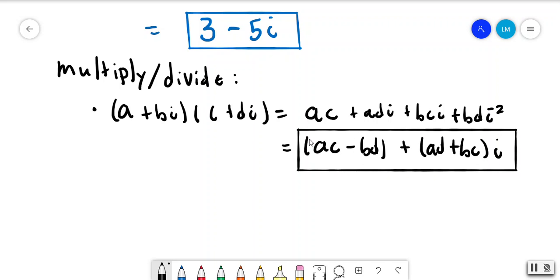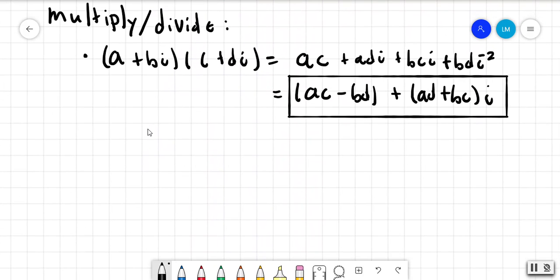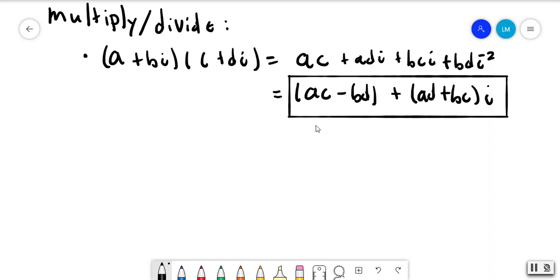So this is the formula for multiplying two complex numbers. Interestingly enough, if you have multiple complex numbers, it's just a process of multiplying from left to right, basically in pairs.